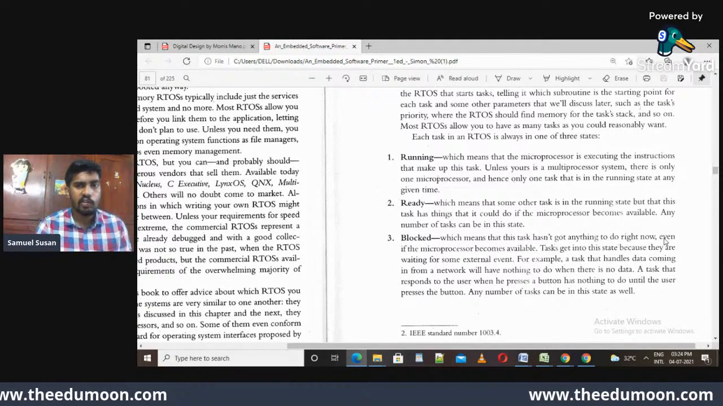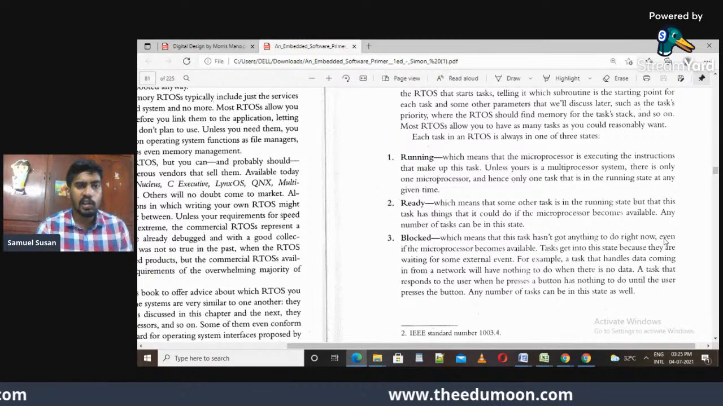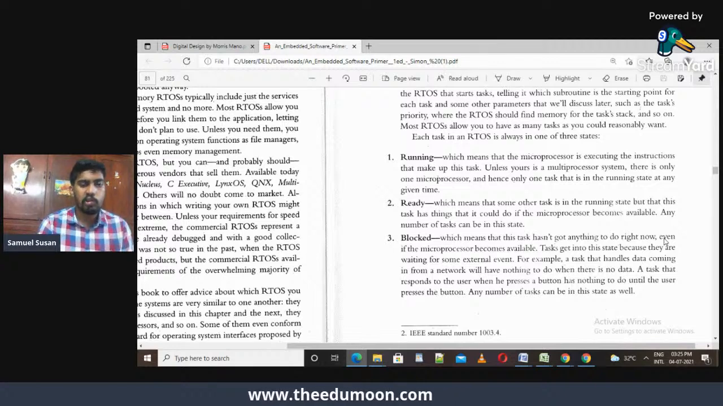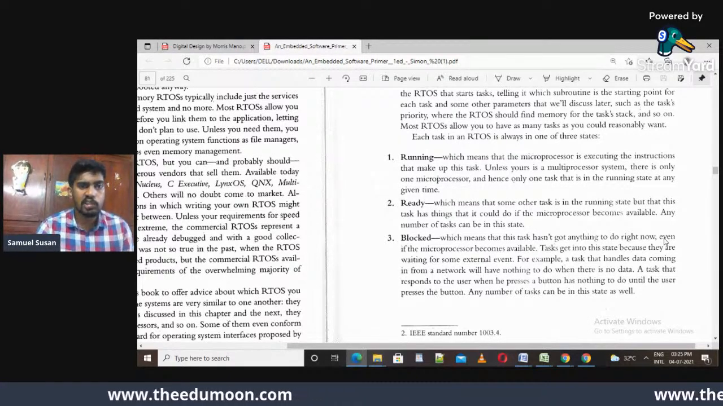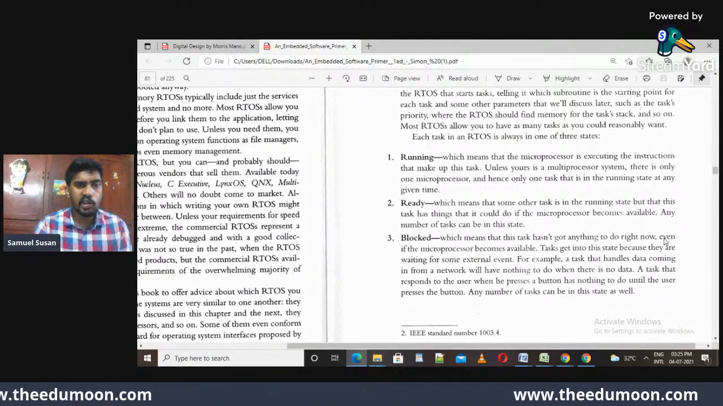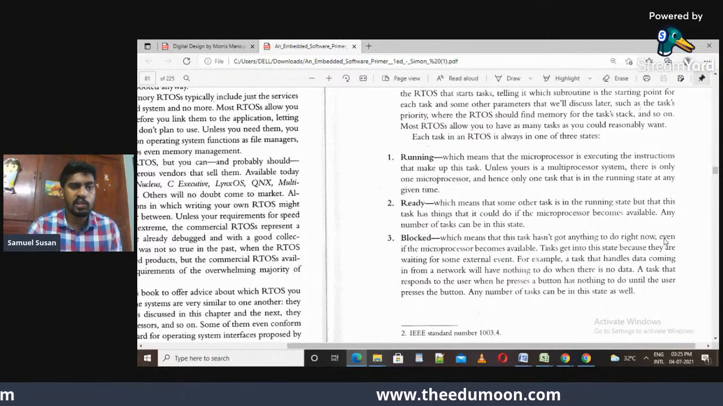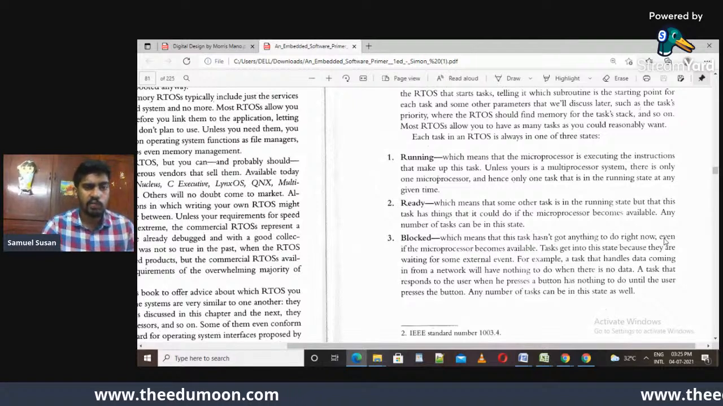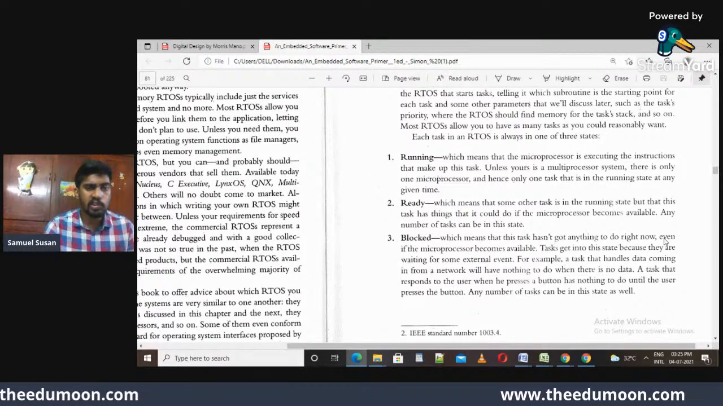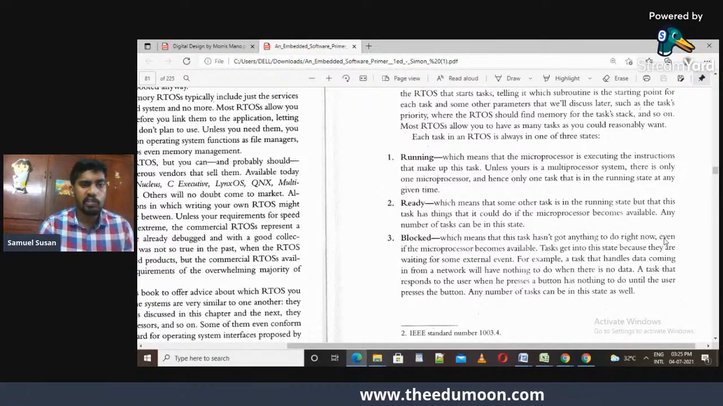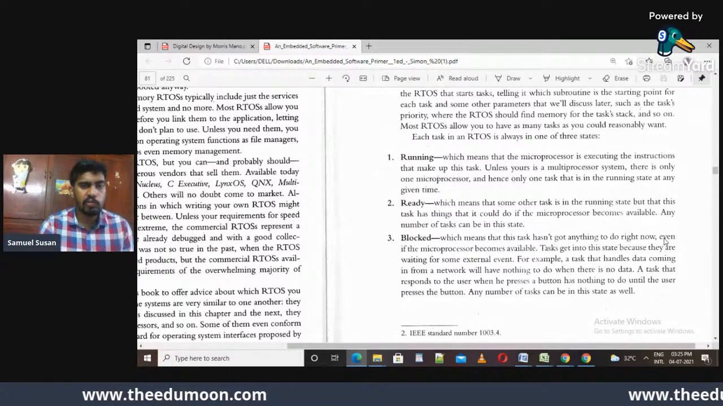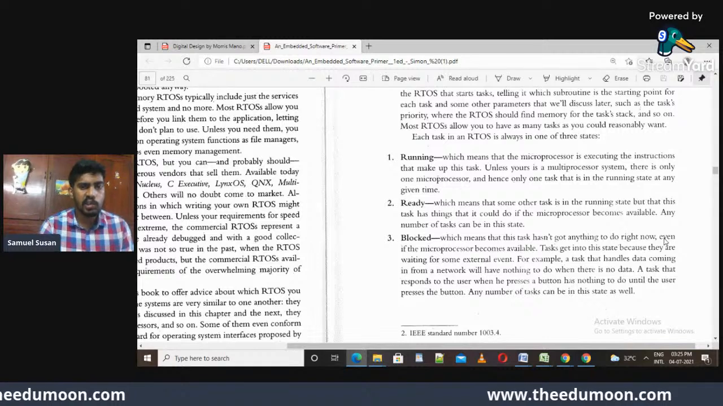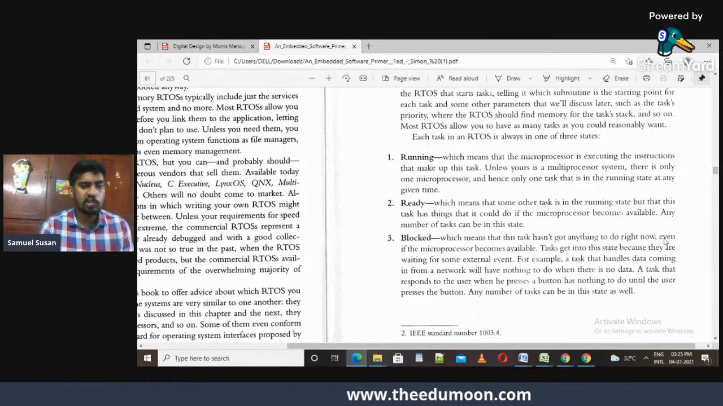Running state is when a task has started to execute, right? When the microprocessor starts executing the task, we call that running. Ready means when a task is ready. For example, some other task is currently being executed in the microprocessor, and another task is ready to execute. Then it will give a signal that it is ready to be executed. A task goes to the blocked state when, for example, it is currently running and it needs another task to complete its execution so that it can complete.